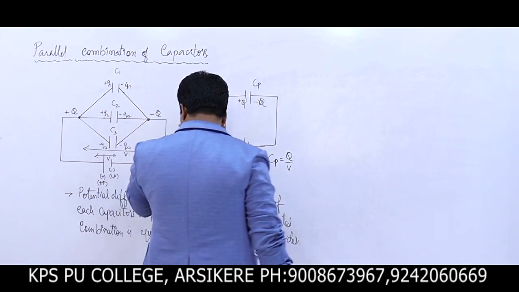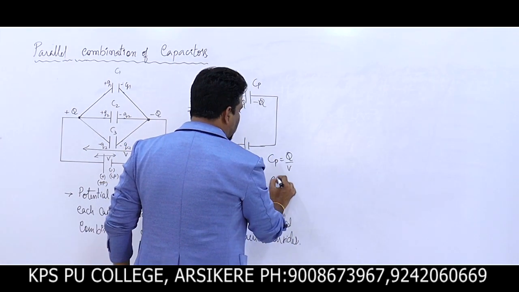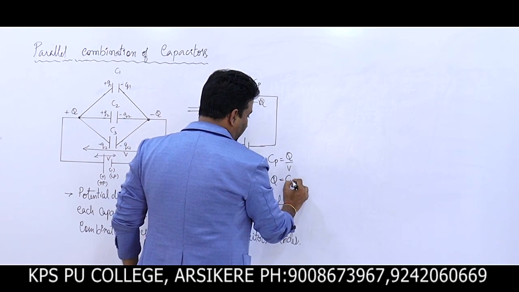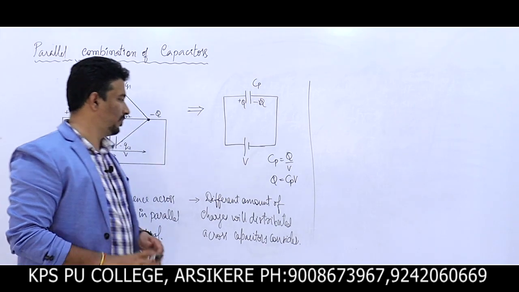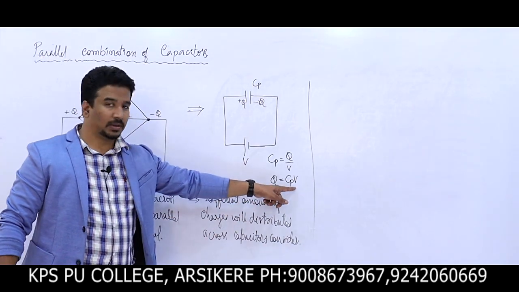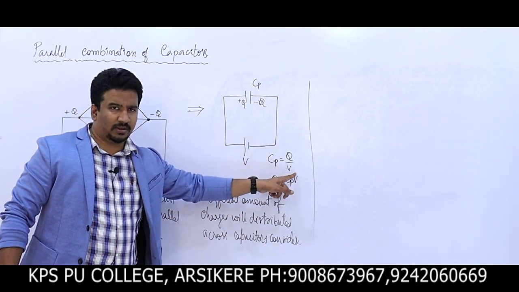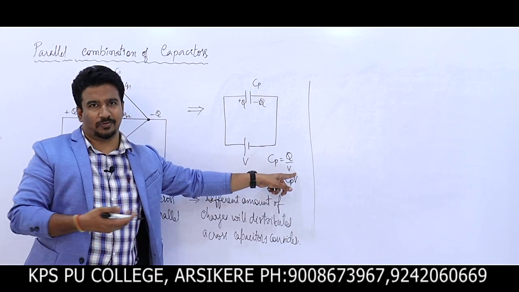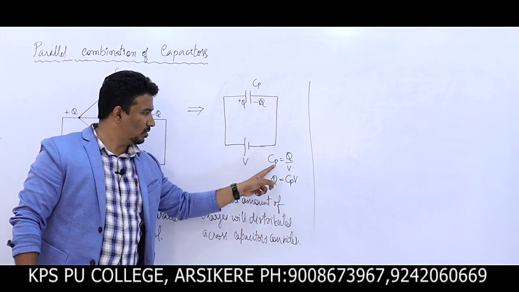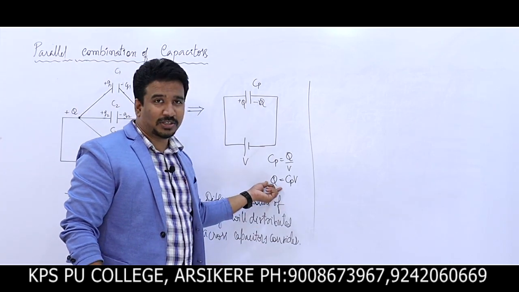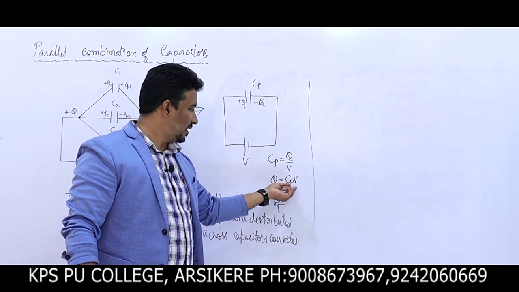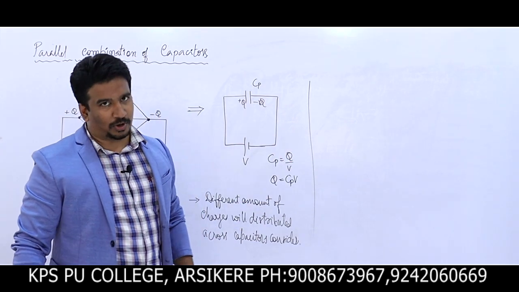Now, what is Q equal to? Cp into V. Now, look here. Cp is equal to Q by V. That we have already discussed. And Q is equal to Cp into V, that is capacitance into potential difference.